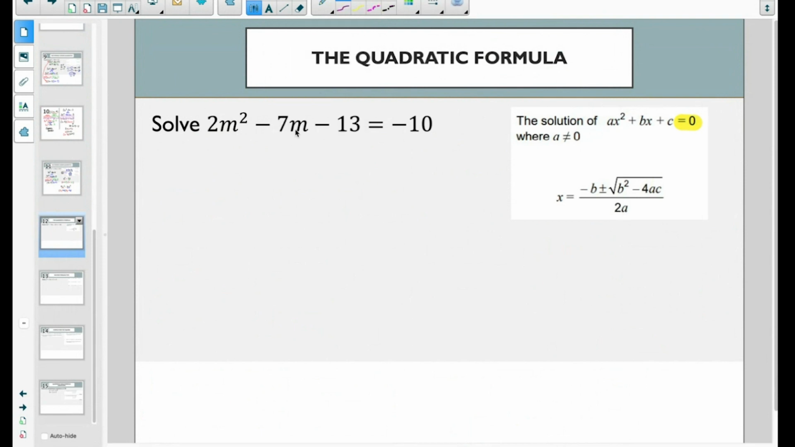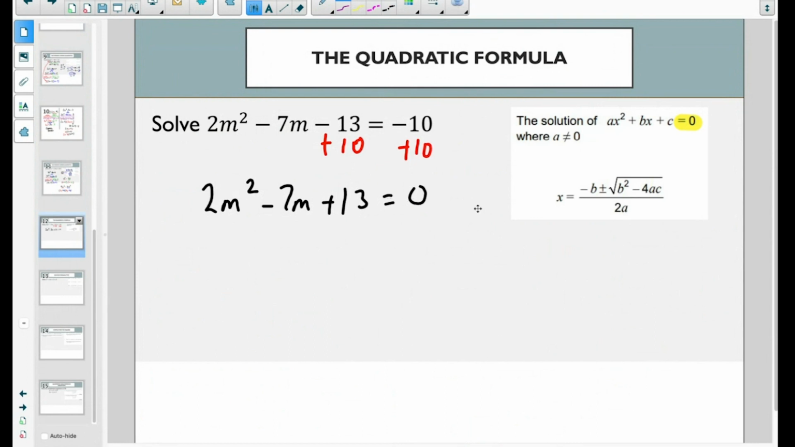So coming to a question like this, we'll see that it's not equal to 0, so we need to make it equal to 0. Let's move this negative 10 over to the left-hand side. So I'm going to go plus 10 and plus 10 on the left-hand side. So this leaves me with 2m squared minus 7m plus 13 is equal to 0.